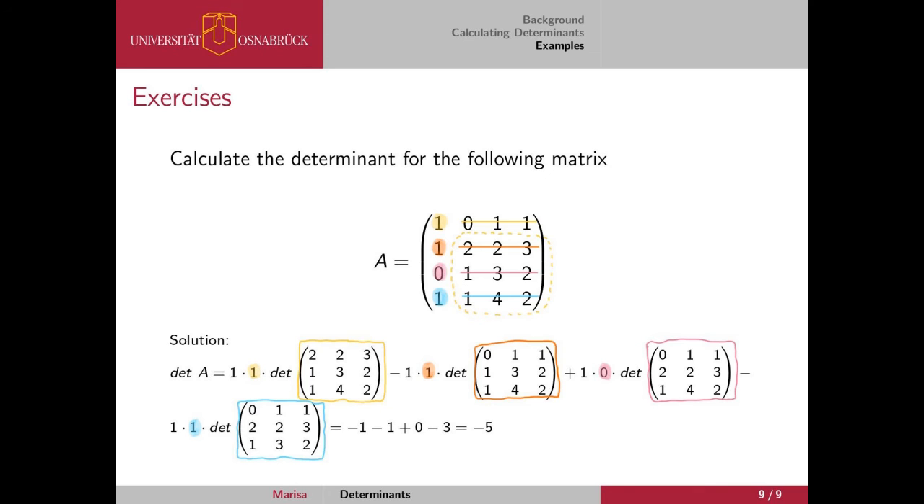And now you can use the usual rules for a 3 times 3 matrix to calculate its determinant. I didn't write it all down here, but you can use the rule of Sarrus here. And what you will end up with would be a -1 for the yellow part, then a -1 for the whole orange part, a 0 for the pink part, and a -3 for the blue part. And in total, this would then be -5.